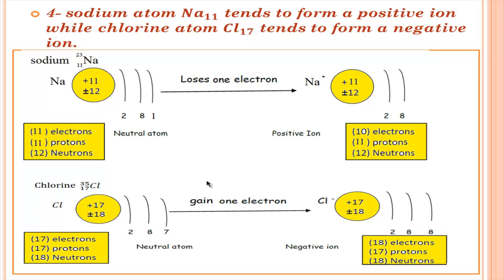Why does it form a negative ion? Because the number of electrons in the atom was 17. When it changes into a negative ion, it becomes 18. So the number of electrons becomes more than the number of positive protons. So it changes into a negative ion.